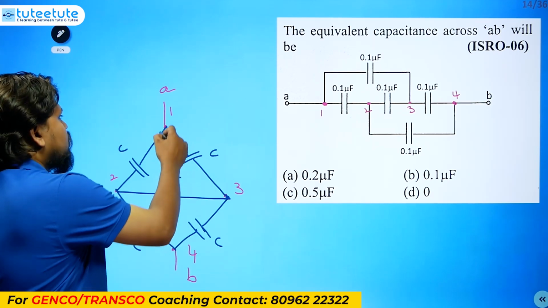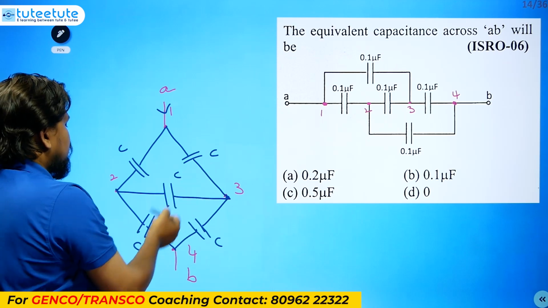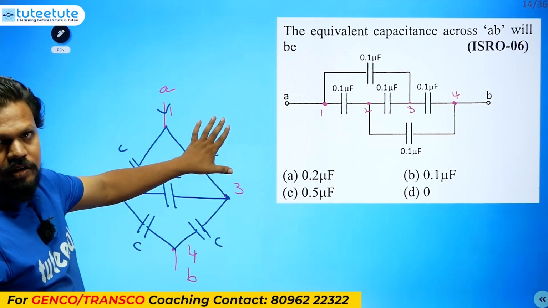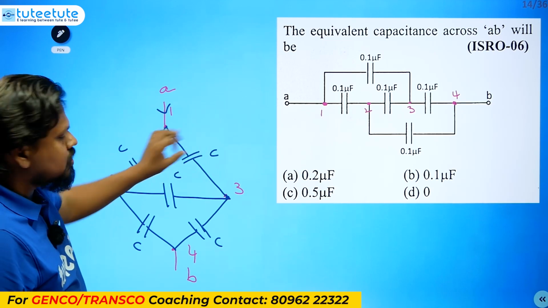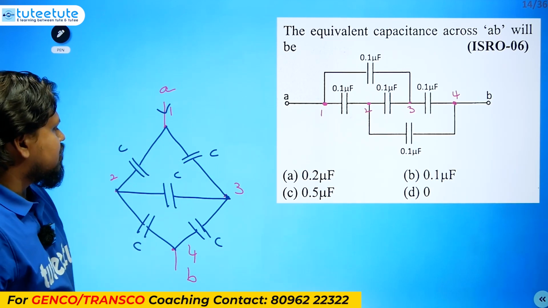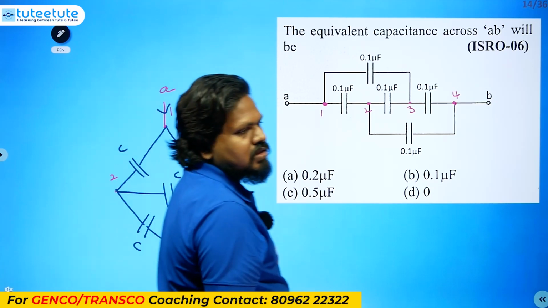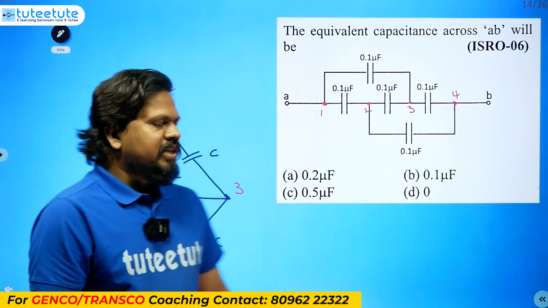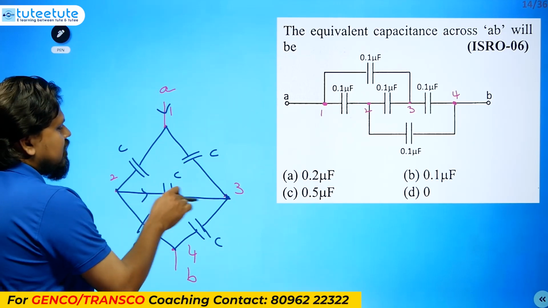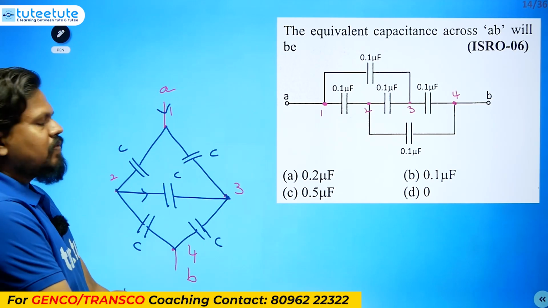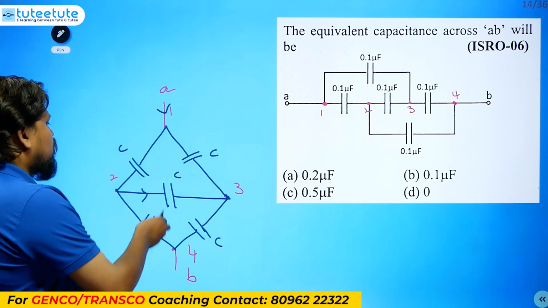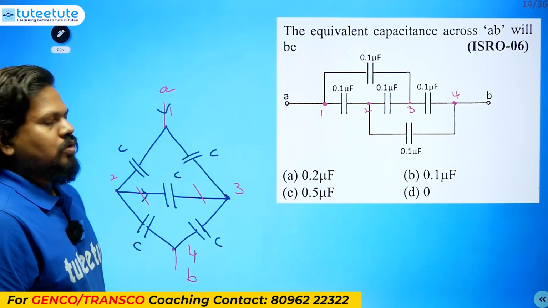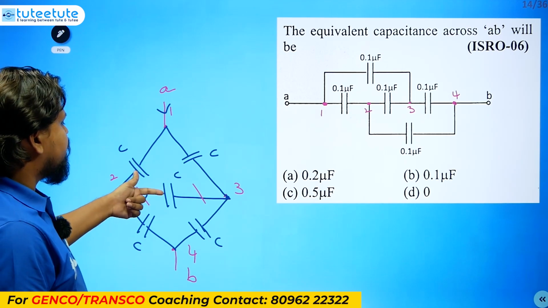If some current is going like this, then C into C is not really C, so we have to consider the reactance, or impedance into impedance equals impedance into impedance. All capacitances are the same here, so definitely the bridge will be balanced. When the bridge is balanced, there will not be any current inside, so no need to consider it. This will virtually act like an open circuit. No current can go inside through the middle element.